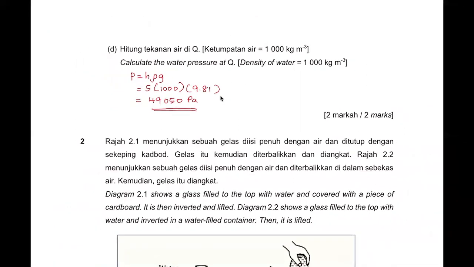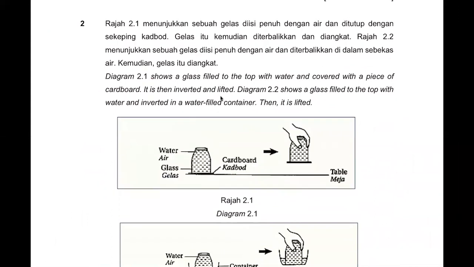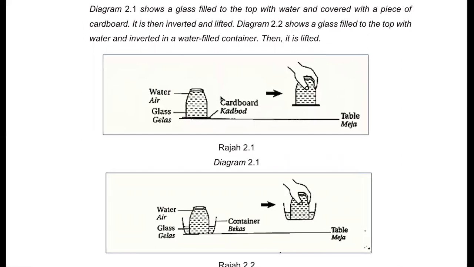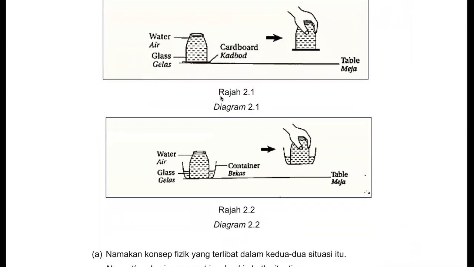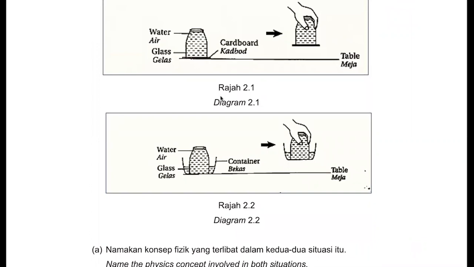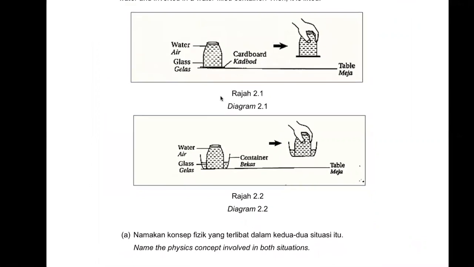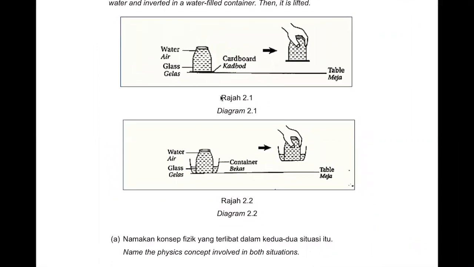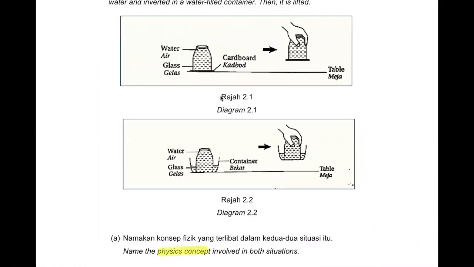Okay, another one. Last one for tonight. Question number 2. Diagram 2.1 shows a glass filled to the top with water and covered with a piece of cardboard. It is then inverted and lifted. Diagram 2.2 shows a glass filled to the top with water and inverted in a water-filled container. Then it is lifted. Okay. Name the physics concept involved in both situations. So what is the name of the physics concept involved in both situations?